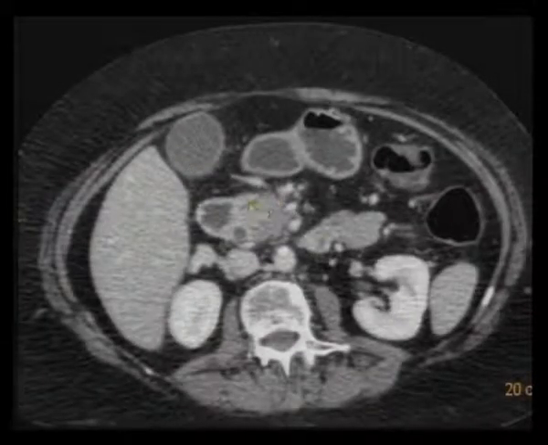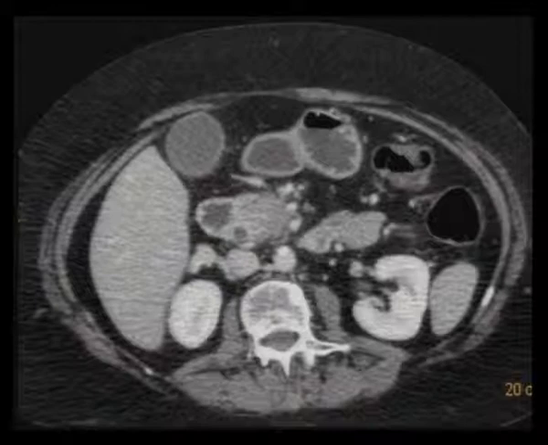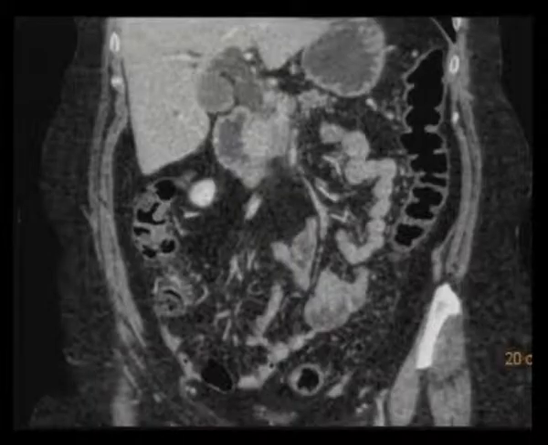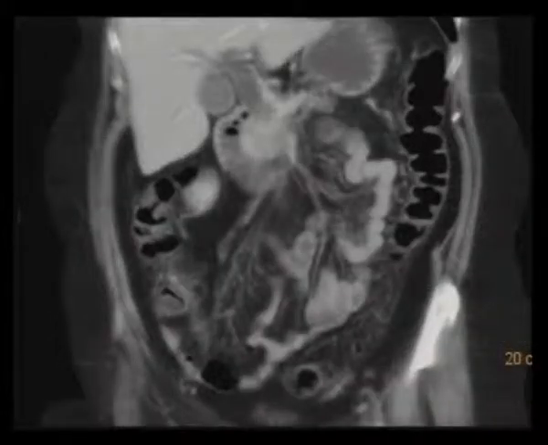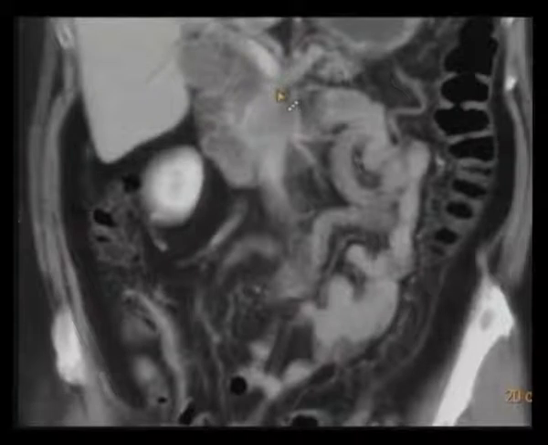and we see here a big cancer involving the superior mesenteric artery and superior mesenteric vein. Again, if we perform a multiplanar reconstruction, we cannot see the signal of the superior mesenteric vein, and so we are sure that the superior mesenteric vein is completely involved.